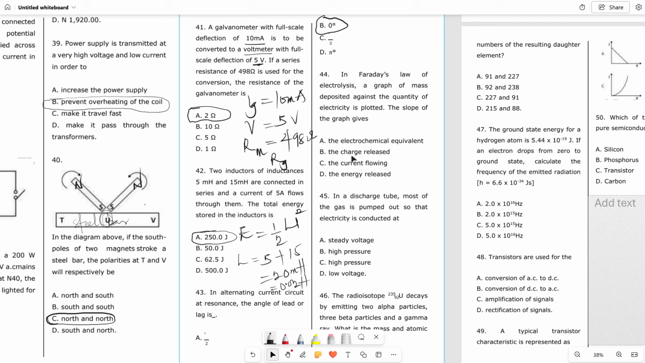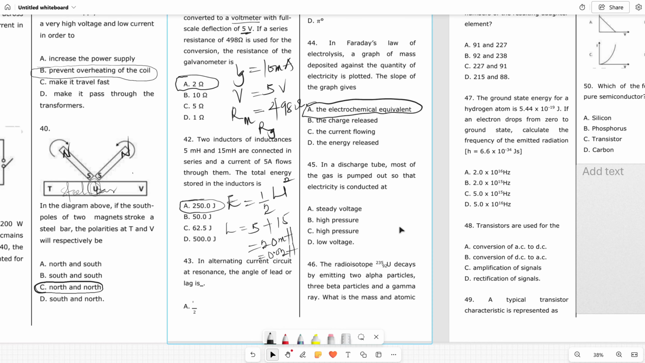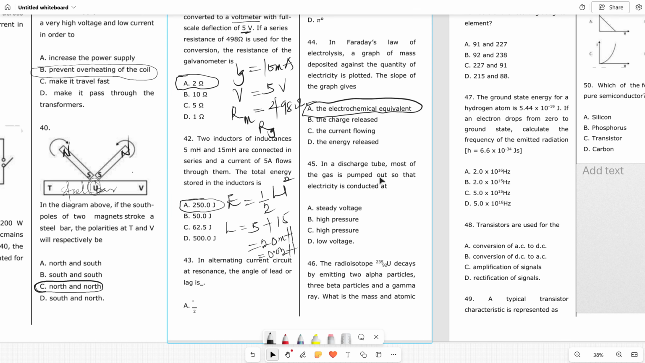So the question there, the slope will give the electrochemical equivalence. 45. In a discharge tube, most of the gas is pumped out so that electricity is conducted at... So you just remember that in the discharge tube we work with low pressure and high voltage.